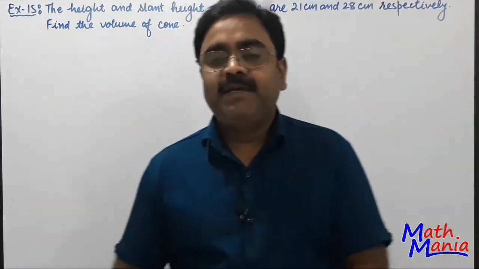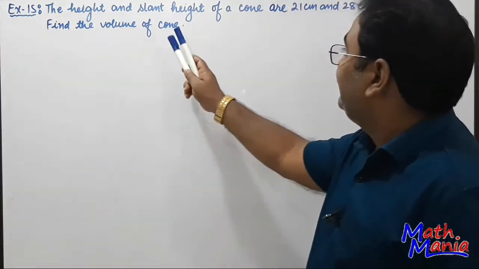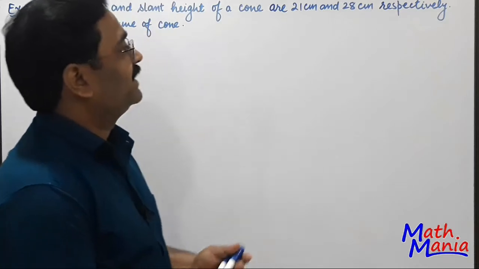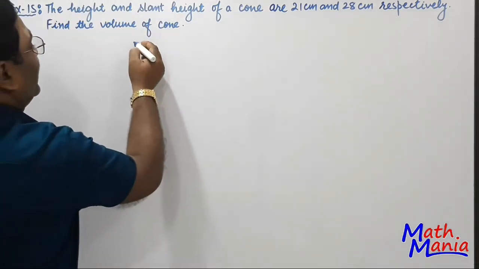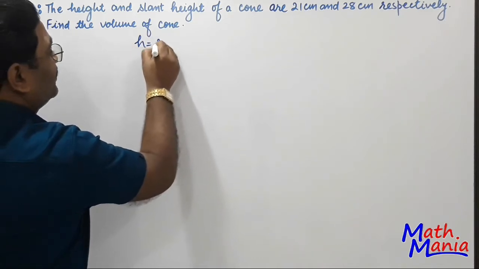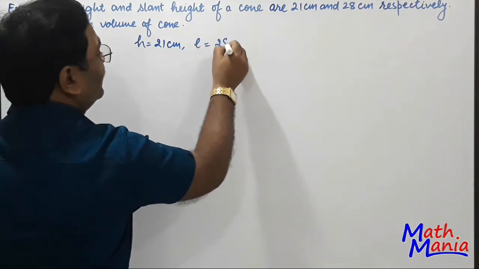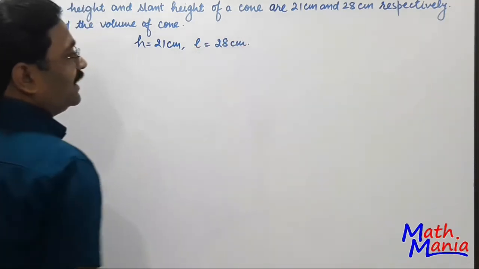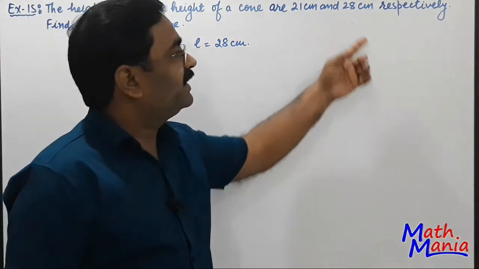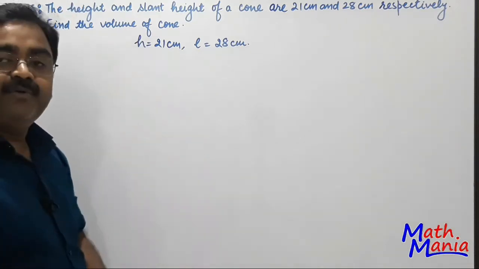See friends, example number 15. In this the question is given: the height and slant height of a cone are 21 centimeter and 28 centimeter. Means height h is 21 centimeter and slant height L is given 28 centimeter, right? The height and slant height of a cone are 21 centimeter and 28 centimeter respectively. Then find the volume of cone.